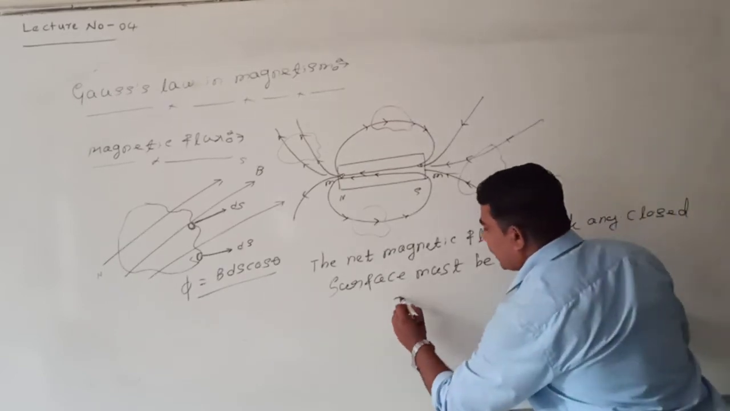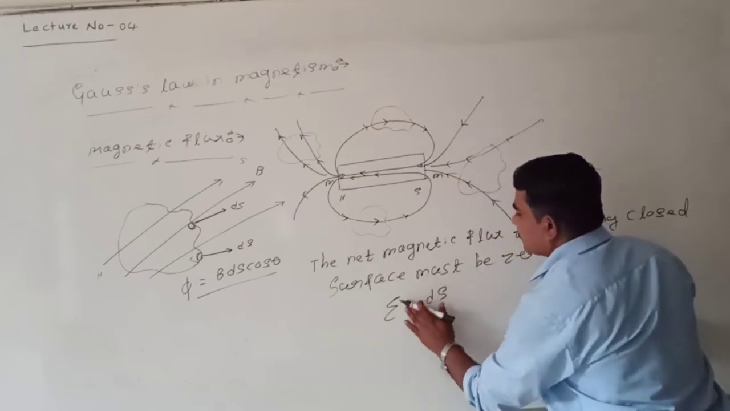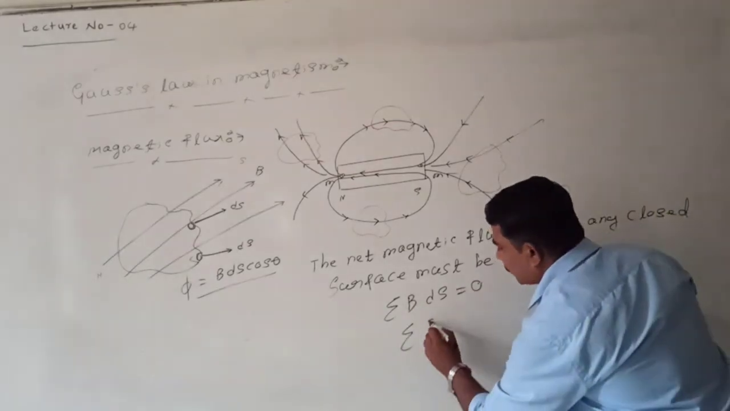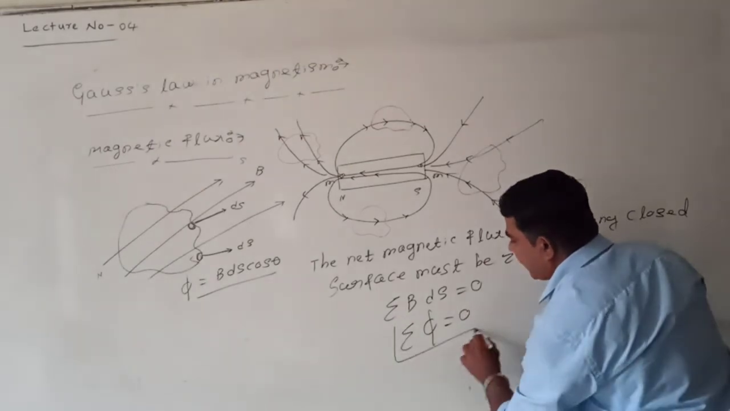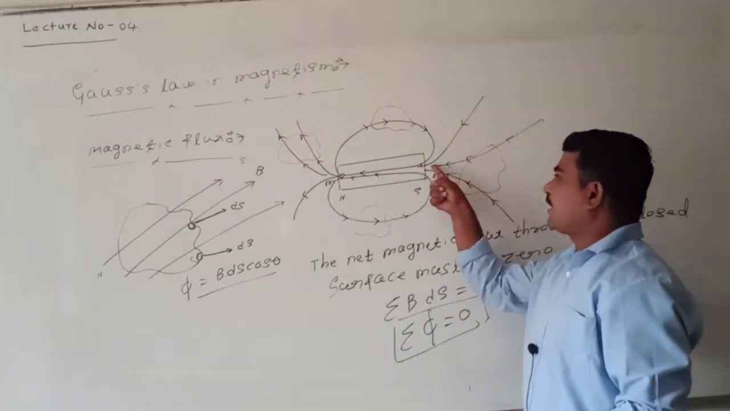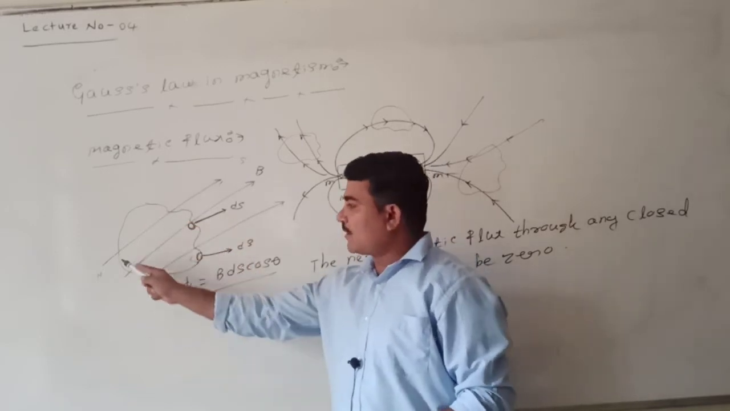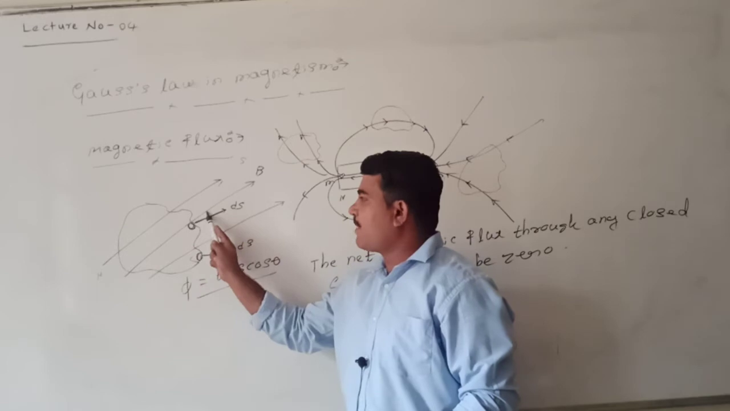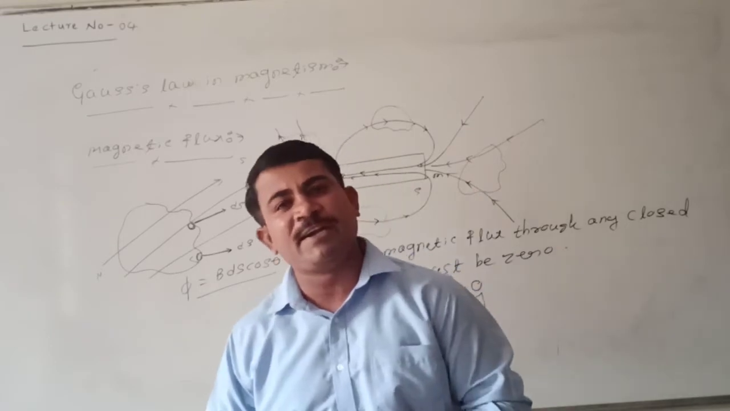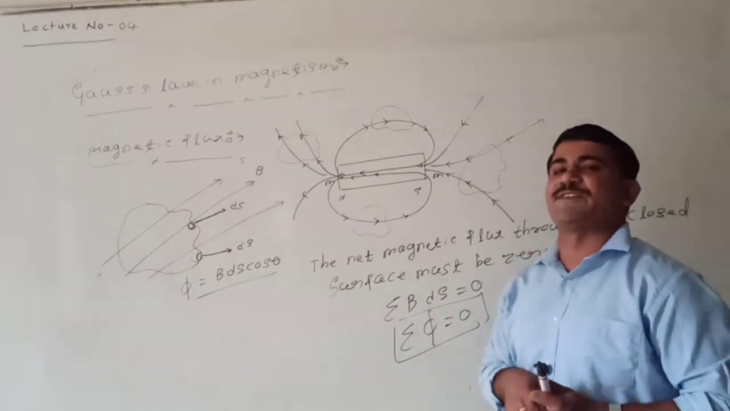I mean, the net magnetic flux through any closed surface is zero, or simply, the total magnetic flux through any closed surface must be zero. Why is it zero? Zero means however many magnetic field lines enter, that many are leaving. Look at this surface also, it is a closed surface. In this closed surface, 3 magnetic field lines enter and 3 magnetic field lines leave. Entering is equal to leaving. If the number of magnetic field lines entering equals the number leaving, then the total magnetic flux through any closed surface must be 0.